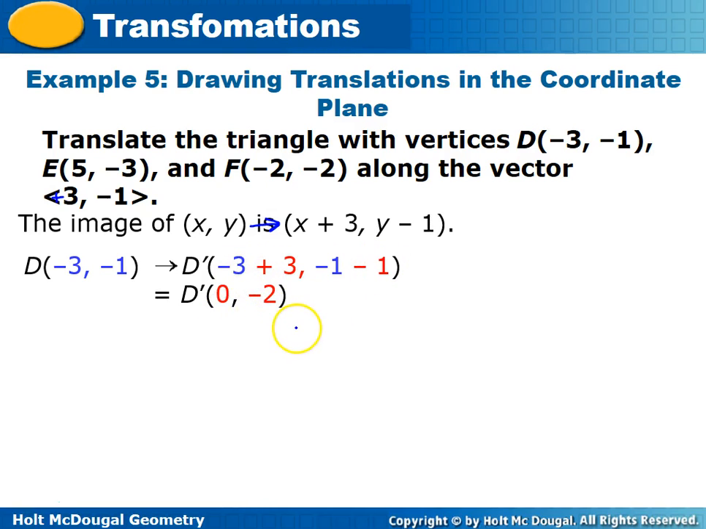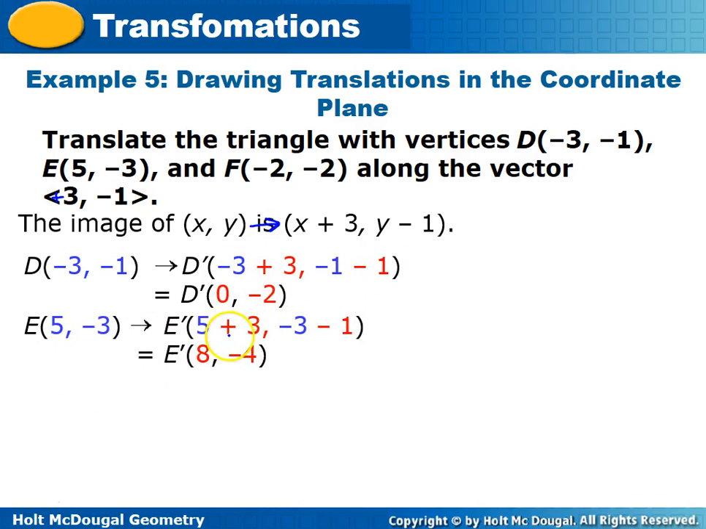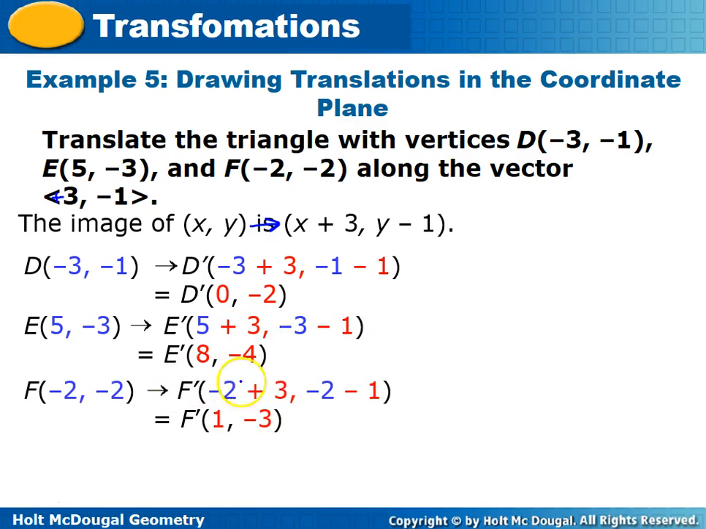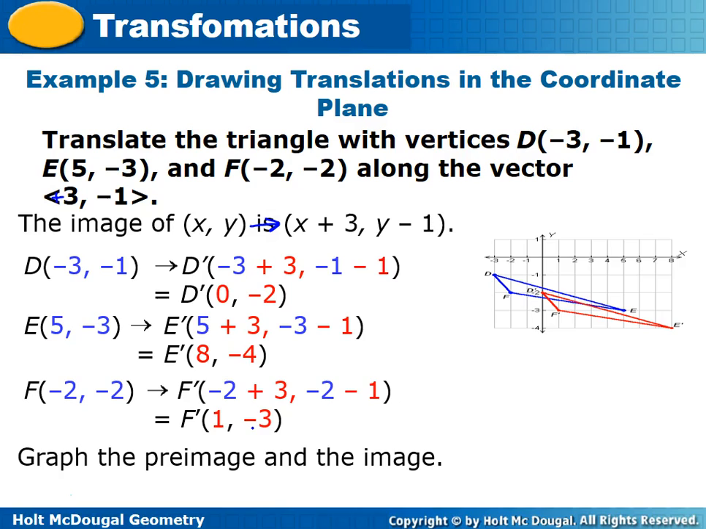That gives us (0, -2). With our next value, we're going to add 3, subtract 1, so we get (8, -4). Add 3, subtract 1, so we get (1, -3). So those are our 3 points. And then if we plot both of them, again, you should see that these things move. Now let's talk about how much this moves. So this 3 right here means that it moved 3 to the right. 3 units, right?